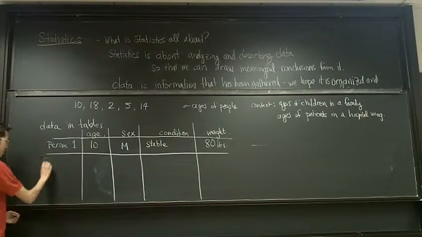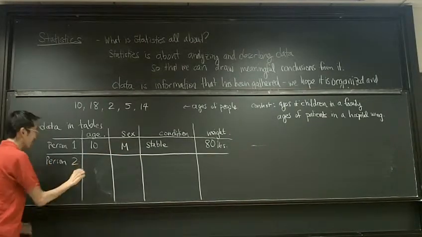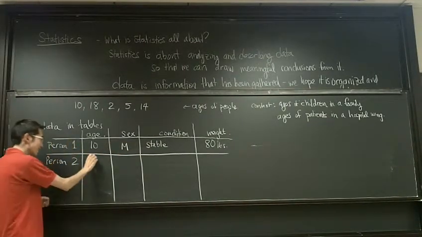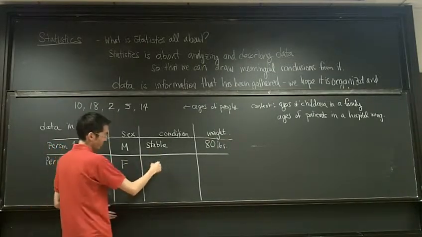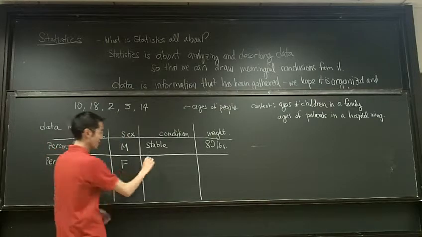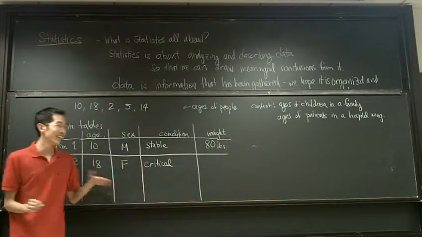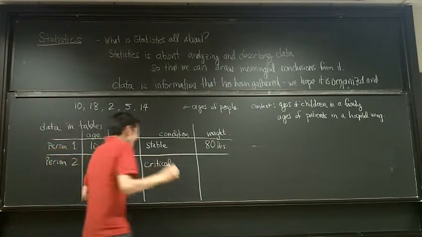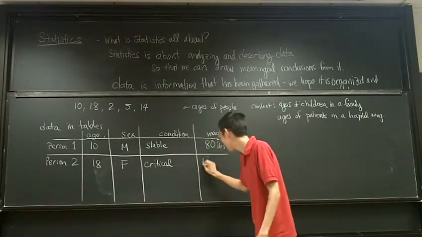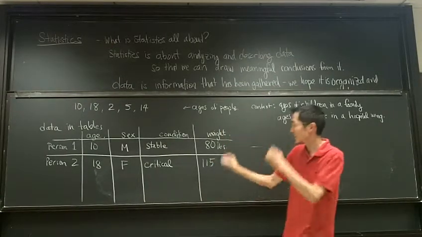All right, person 2. Well, maybe they're in the hospital for whatever reason. Person 2, you know, 18, female, and maybe, what other conditions do they have? Oh, critical, now I feel bad. Why does it have to be critical? I don't know, okay? And maybe she weighs 120. I was going to say 115, but okay.